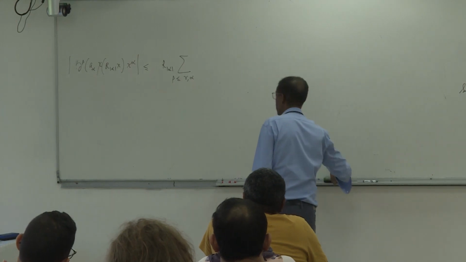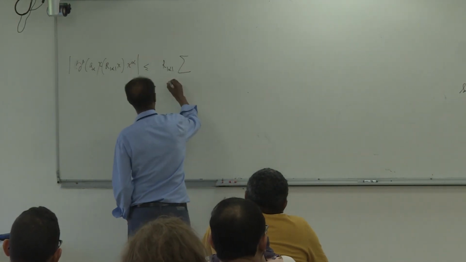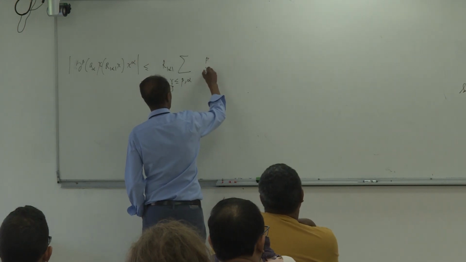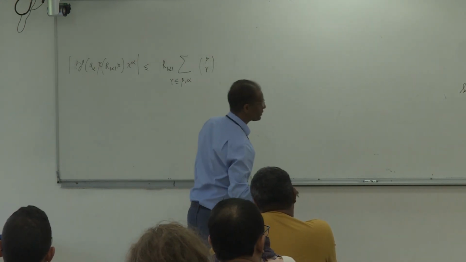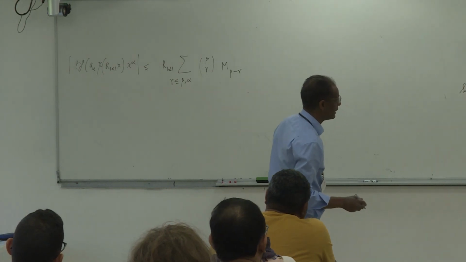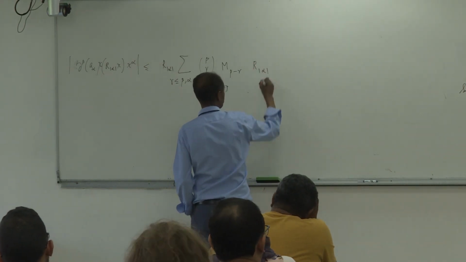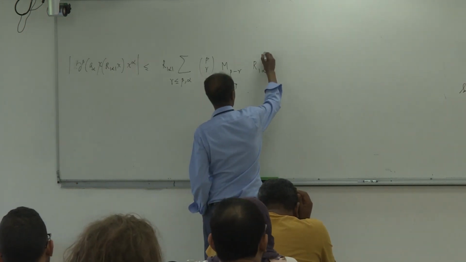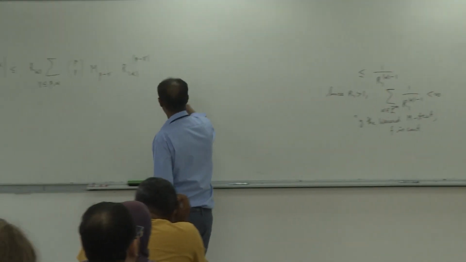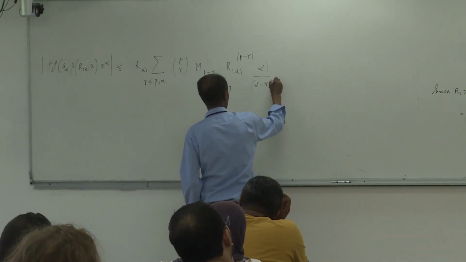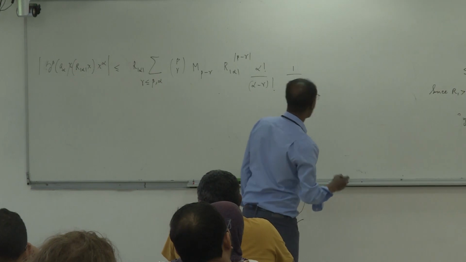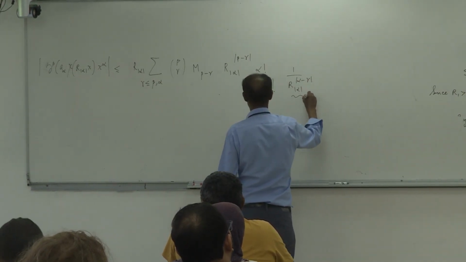The sum over gamma less than or equal to beta, alpha. Oh, no, gamma less than or equal to beta, alpha. And then I have beta choose gamma. For the derivative of chi, I have m_{beta minus gamma}. And then I have r_alpha to the beta minus gamma power. And then I have alpha factorial over alpha minus gamma factorial. And x, remember, is dominated by 1 over r_alpha. What is the power there? Alpha minus gamma.